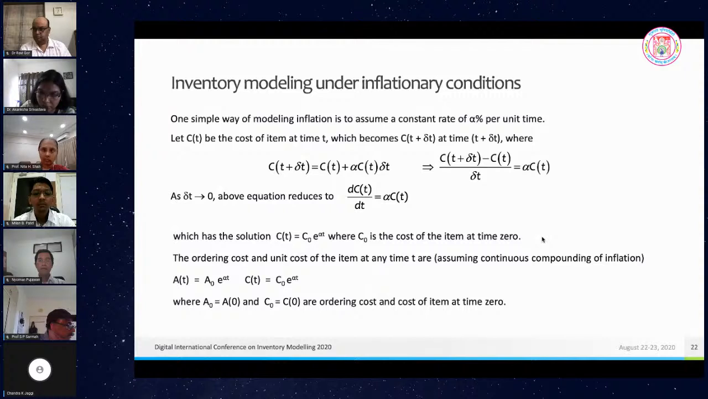And that is the way that we try to model how my cost is going to behave. If alpha is the inflation rate, and C(t) is the cost at time t, then after time t plus delta t, how does it behave? We try to convert that into a differential equation and see how this is impacting.